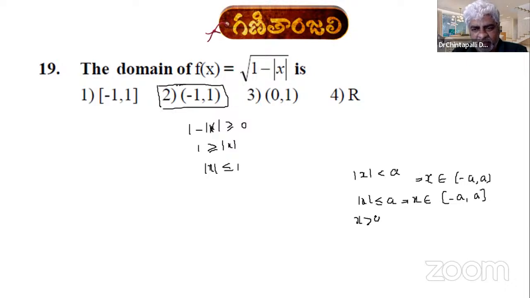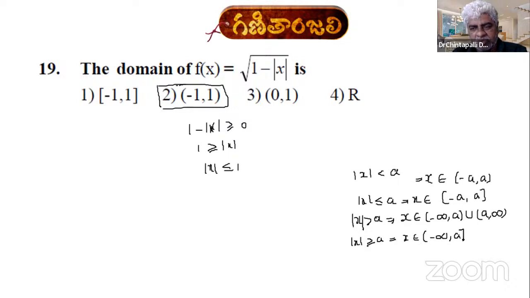These four formulas are very important. Keep them. Mod x greater than a means x belongs to negative infinity to a, union a to infinity. Mod x greater than or equal to a means x belongs to negative infinity to closed a, union closed a to infinity.